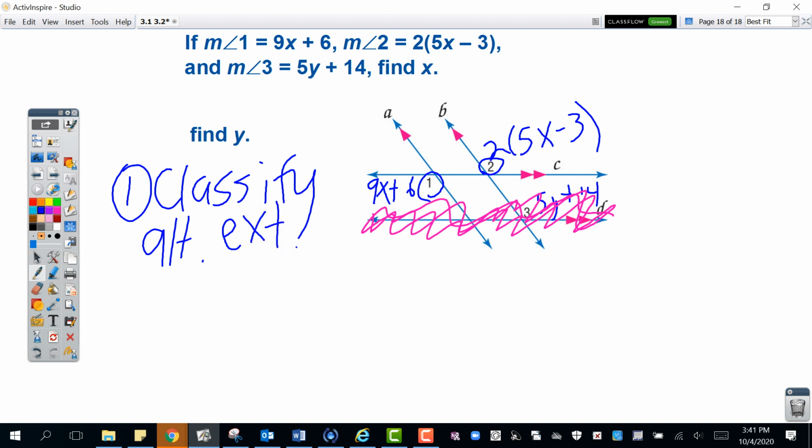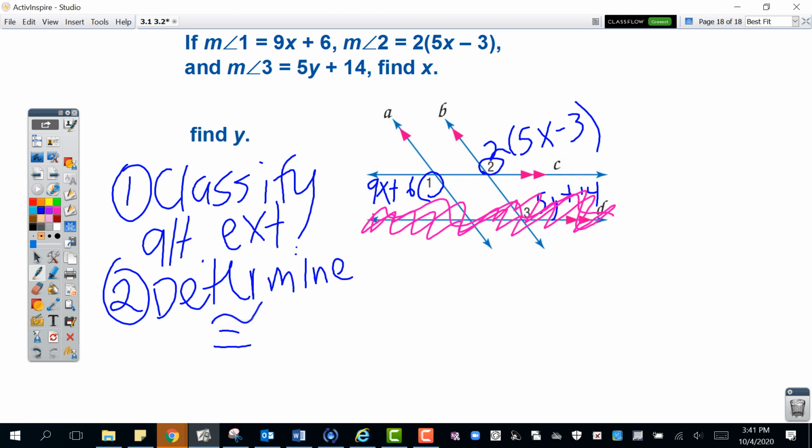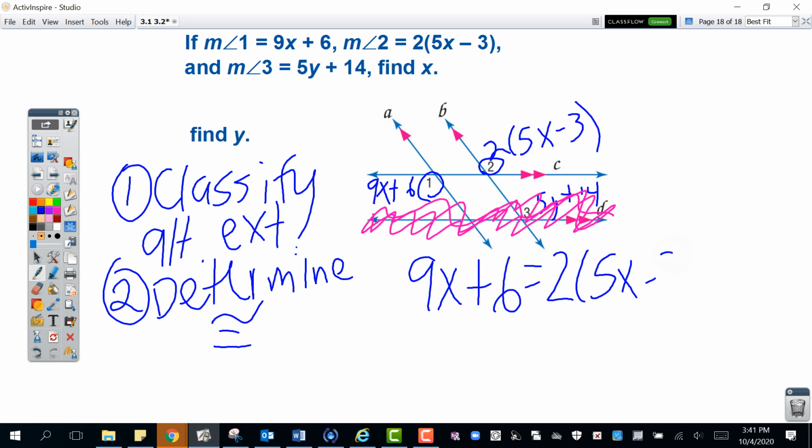All right, now I go to my T-chart and I'm going to determine their relationship, which you'll see in your T-chart, they are congruent. So now I know they're congruent. I can just set these two equal. So I'm going to have 9x plus 6 is equal to 2 times 5x minus 3. And now we got a simple algebra problem.